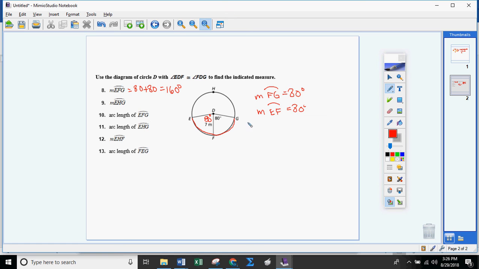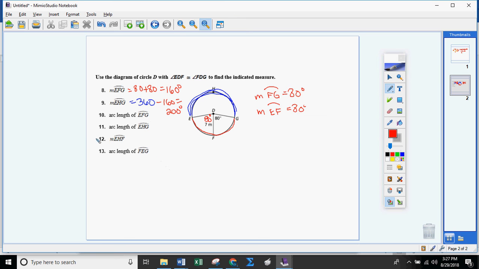Then it asks for the measure of arc EHG. So if you look at the picture, EHG is the other part of the circle. And how many degrees around the whole circle? 360. So I'm going to do 360 minus the 160. So the measure of that arc is 200 degrees.